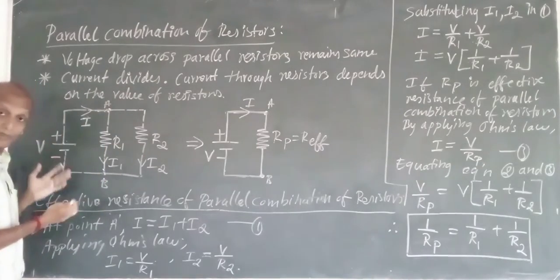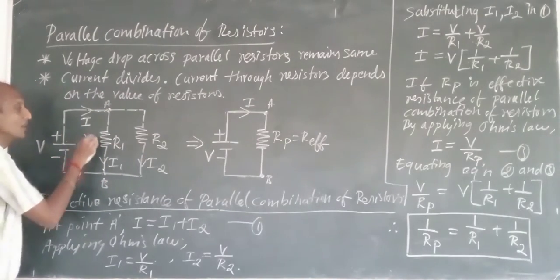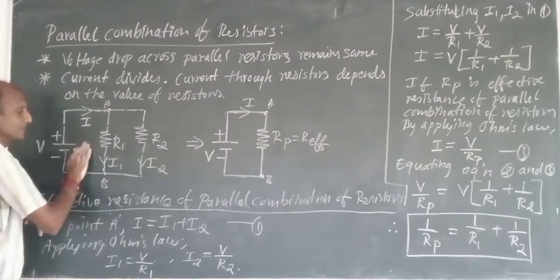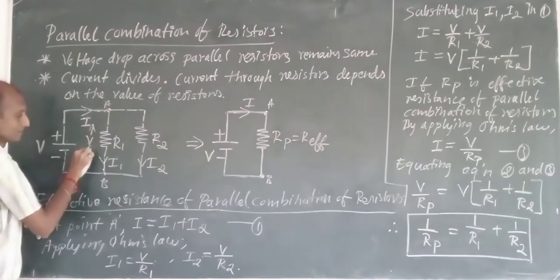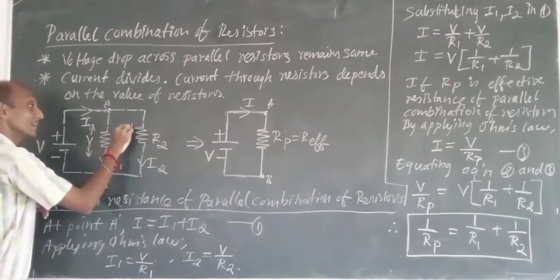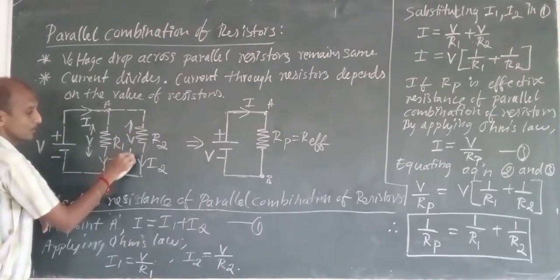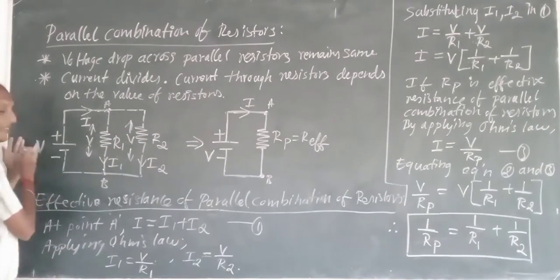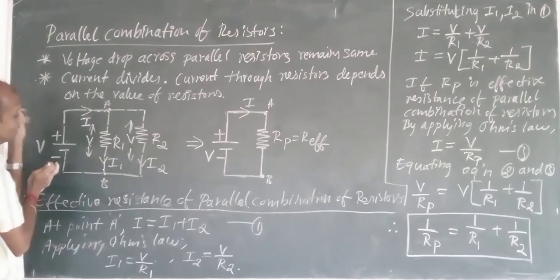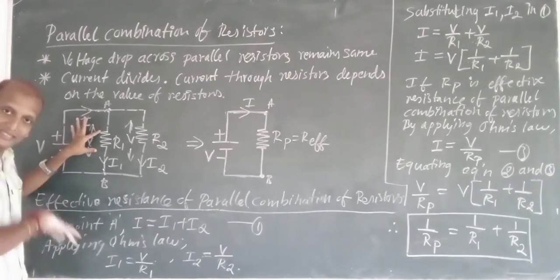So I can make out that here we have a voltage drop of V volts across R1. Again the same voltage will be dropped across R2 also, because it is a parallel combination.